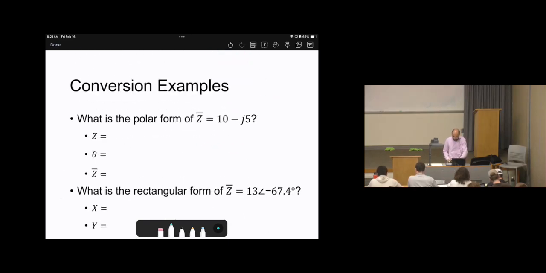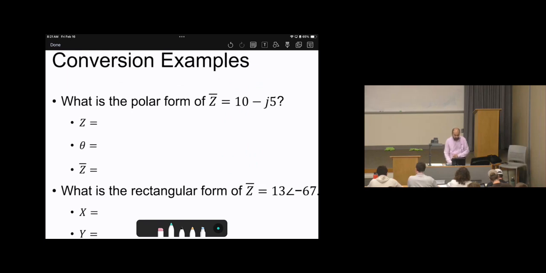Let's look at an example. Find the polar form of 10 minus j5. Since it's in rectangular form, this is equal to x plus jy. So we know that x equals 10, y equals negative 5. In order to find z, it will be the square root of x squared plus y squared, which is the square root of 10 squared plus negative 5 squared.